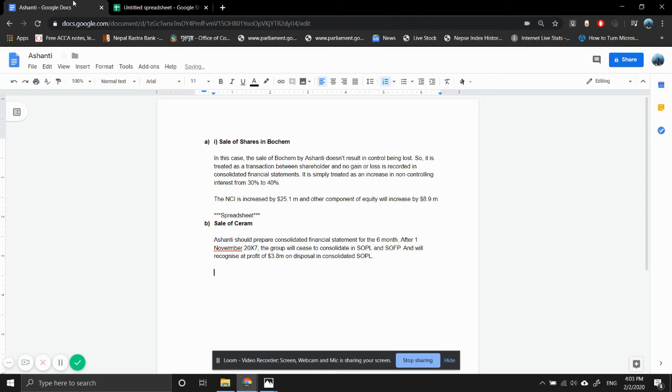Remaining interest. The remaining 30% interest will be equity accounted as per IAS 28.